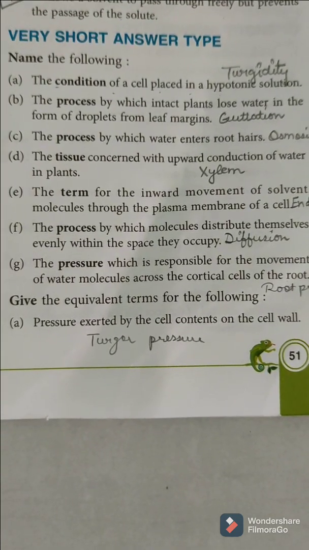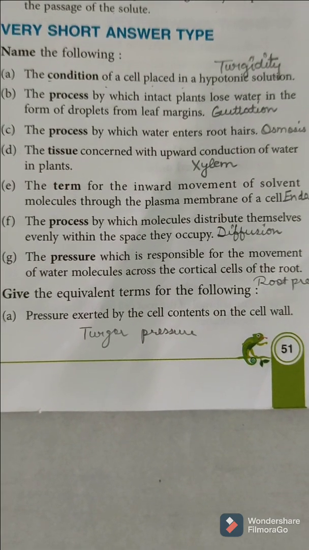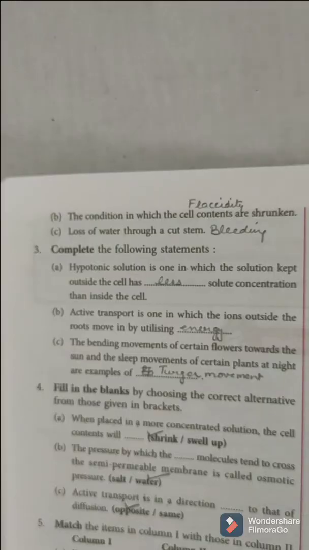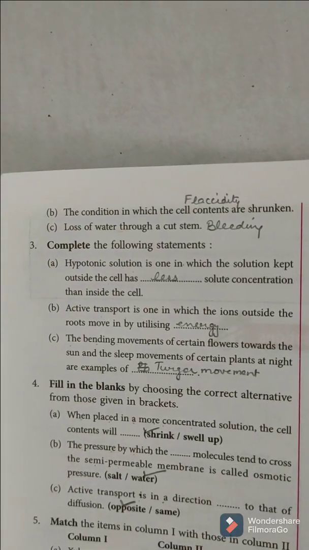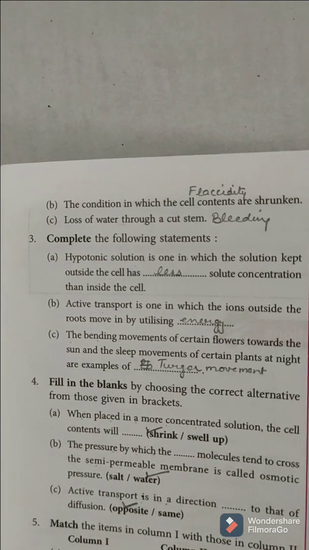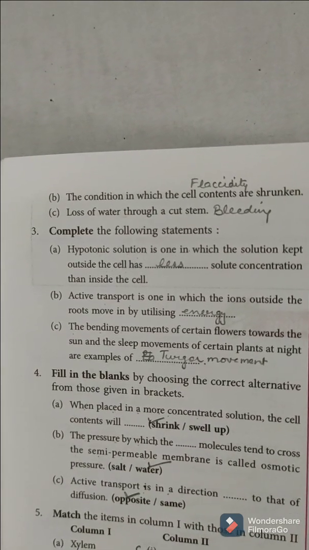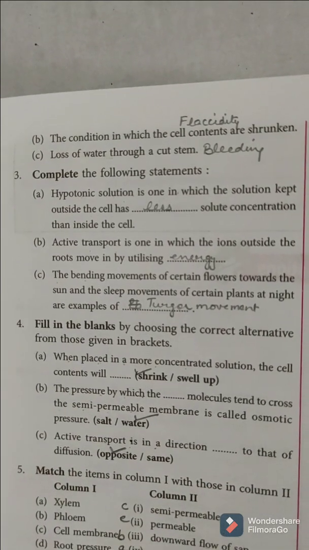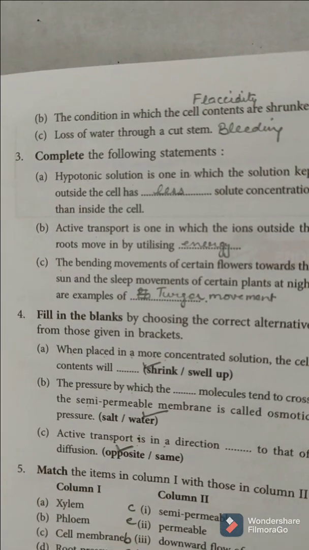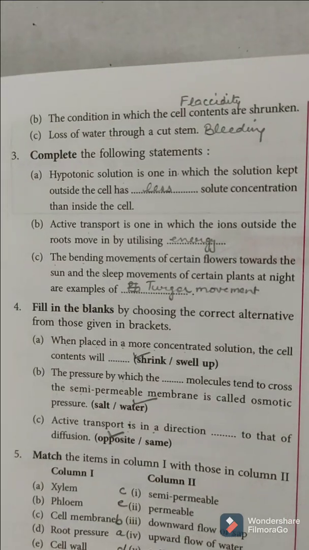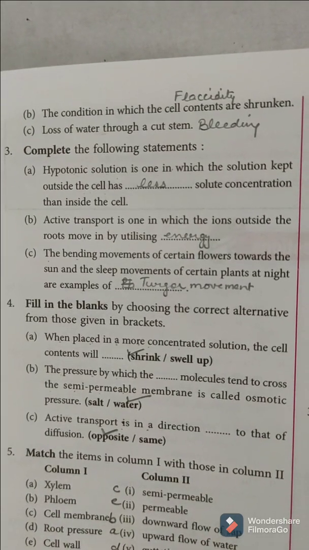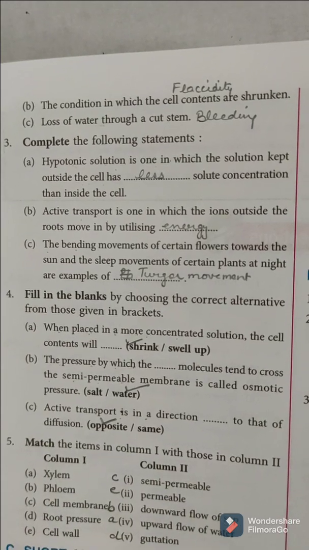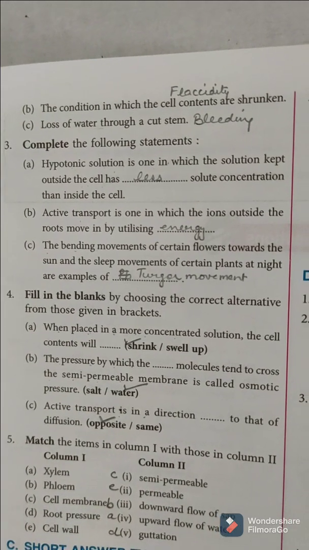Next, give the equivalent term for the following. Pressure exerted by cell contents on the cell wall, turgor pressure. Condition in which cell contents are shrunken, flaccidity. Loss of water through a cut stem, this is called bleeding. Now complete the following statements. These are fill-ups. A hypotonic solution is one in which the solution kept outside the cell has less solute concentration.